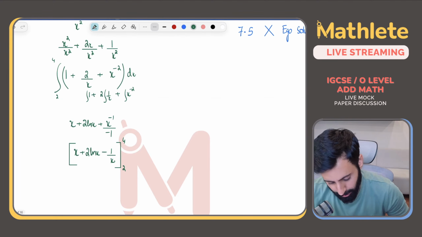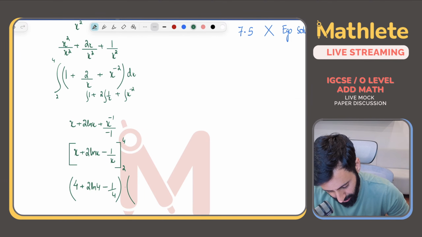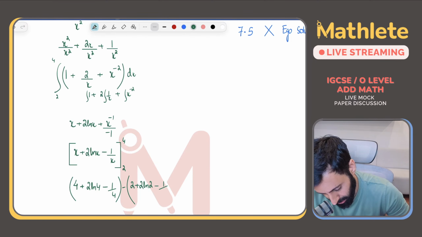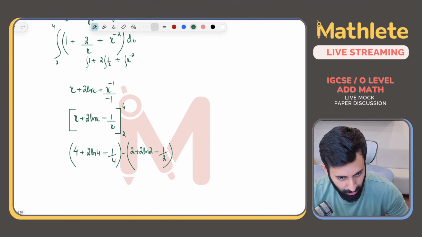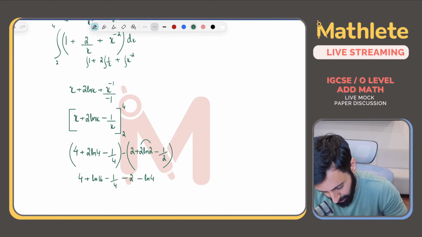So now let's plug in 4. So we have 4 plus 2 ln 4, minus 1 upon 4. So that's with the upper limit plugged in. Now let's plug in 2 and put a minus sign in between. So we have 2 plus 2 ln 2 minus 1 upon 2. So that's with the lower limit plugged in. Now, so we have 4 plus, let's write this as ln 4 square, which means ln 16, minus 1 upon 4. Then this becomes minus 2. Then this will now become ln 4 because I'm going to write it as 2 squared. And then minus minus becomes plus, which then becomes 1 upon 2.